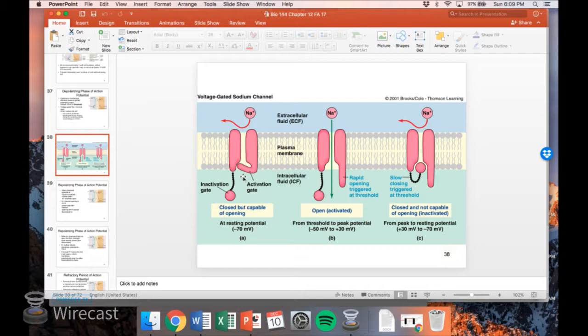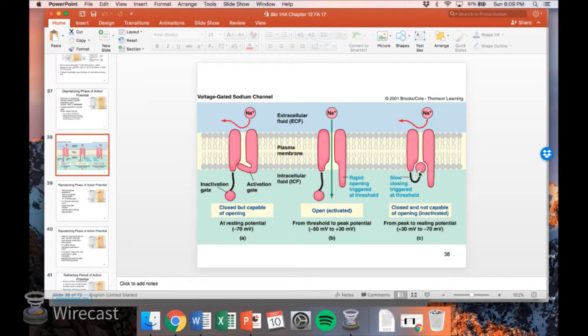So our activation gate here, normally when we're doing an action potential, this is what's going to open. And then all of the sodium is going to come rushing in, and that's going to happen over a couple milliseconds. Once it's activated, we're going to have this all flood in, and these are voltage gated. So once we hit negative 55 millivolts, that's what's triggering this. There's a rapid opening here that's triggered at the threshold, and then we have a slow closing afterward that's also triggered at the threshold.